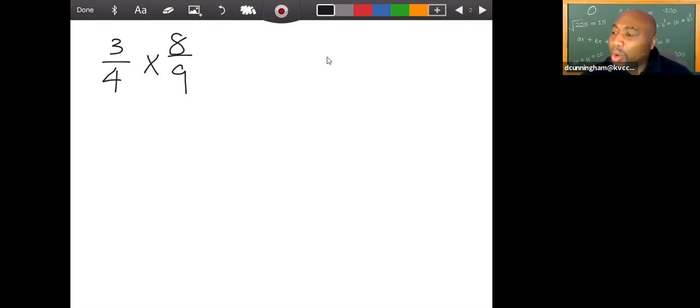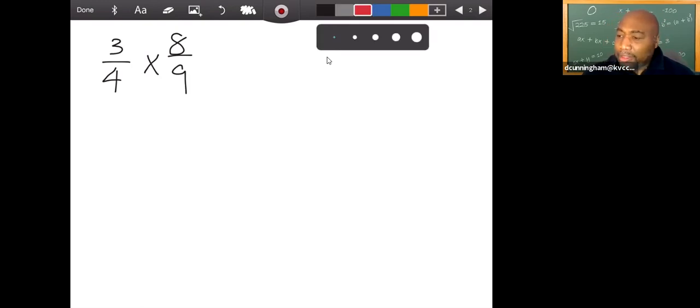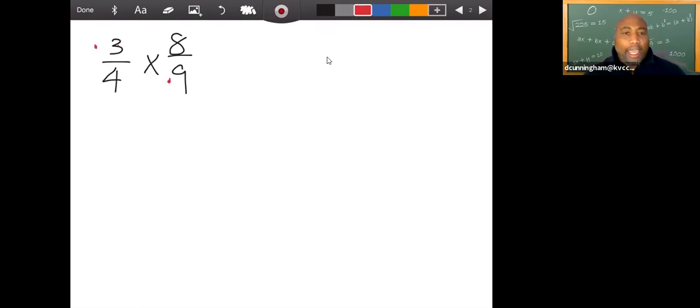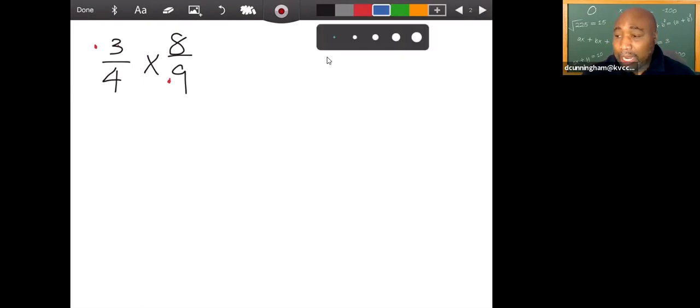What I do is called cross cancellation. And so I look at the 3 and I look at the 9 and see, is there something that both numbers can go into? And in this case, the answer is yes. 3 goes into 3 one time, and 3 also can go into 9 3 times.